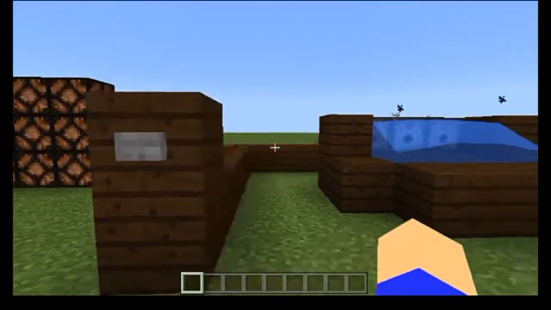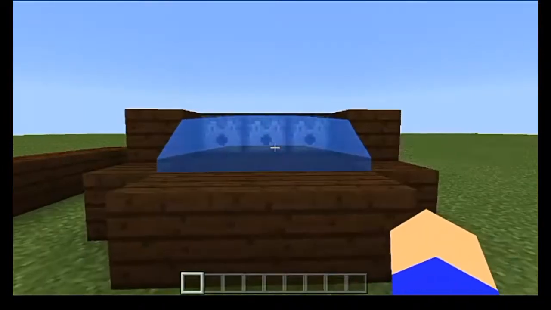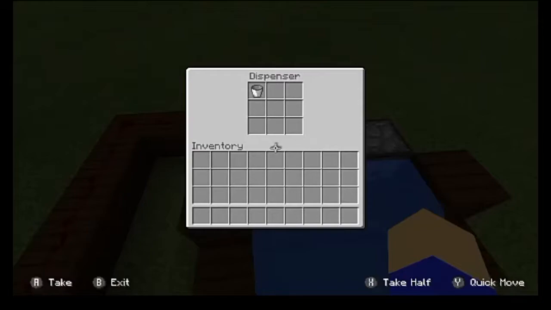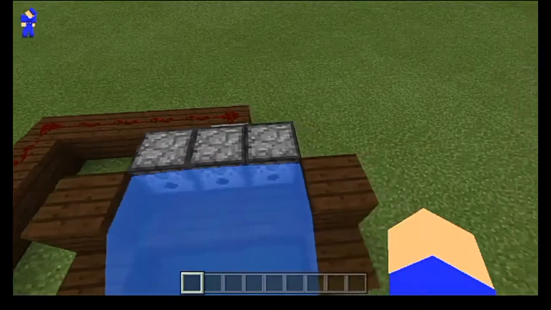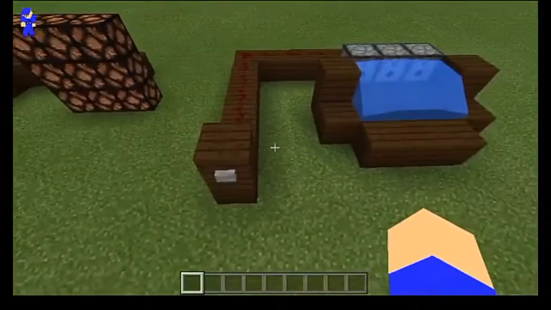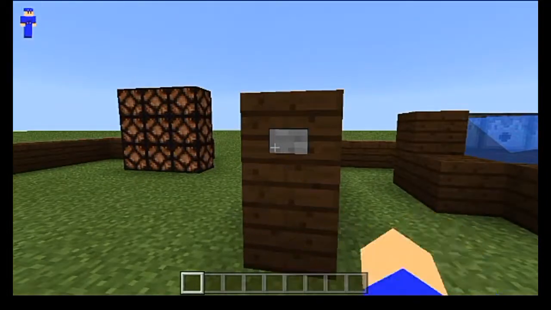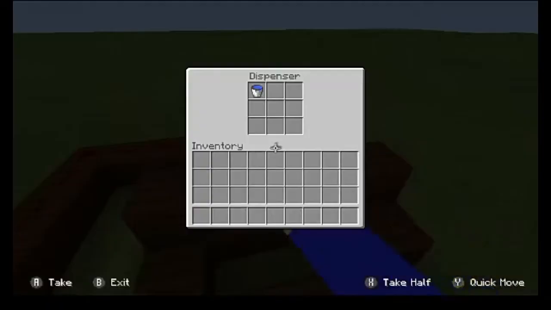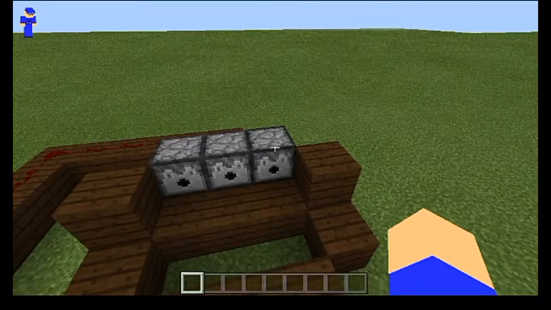So here's how this works. If I press this button, as you can see, it powered all these dispensers, which if I go inside of this, you can see there is an empty bucket inside of all three of them. If I press this button again and look inside, now all three of them have water inside of the buckets.